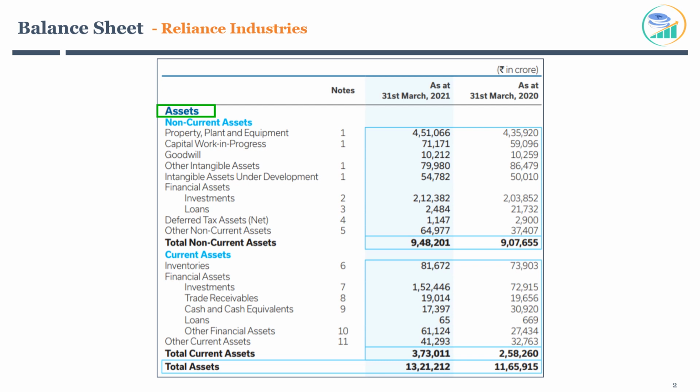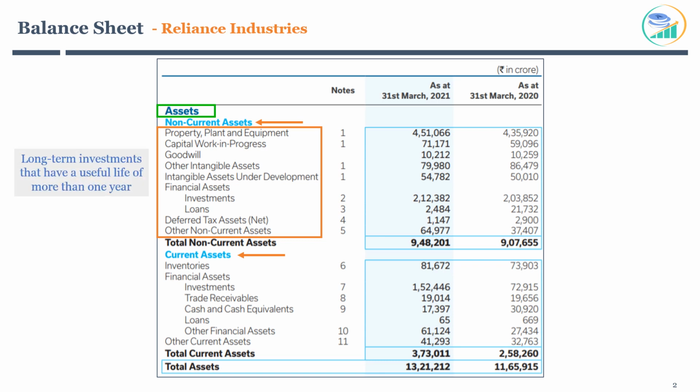You will notice assets are classified into two distinct categories: noncurrent assets and current assets. Let's review noncurrent assets first. Noncurrent assets are the long-term investments that have a useful life of more than 1 year. These assets cannot be easily converted to cash within a year. It includes things like property, plant, equipment, capital work in progress, goodwill, and so on. I will go over each line item shortly.